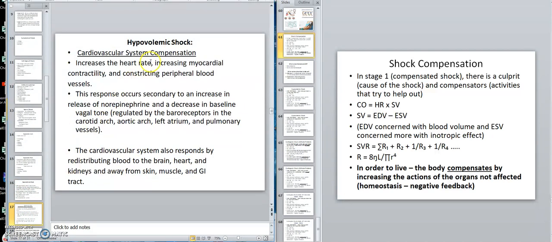Okay. Cardiovascular system compensation. All right, we're going to switch from here now and come over here. As we said, in stage 1, compensated shock, there's a culprit. That's the cause of the shock, and a compensator. That's activities that try to help out. All of shock can be explained within this formula here that we talked about. And we're going to play with that formula.